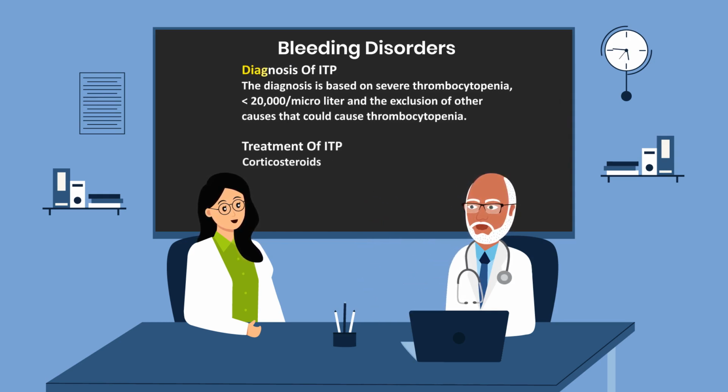How is immune thrombocytopenic purpura diagnosed? The diagnosis is based on severe thrombocytopenia that is less than 20,000 per microliter, and also the exclusion of other causes that could cause the thrombocytopenia. The treatment of immune thrombocytopenic purpura includes corticosteroids.